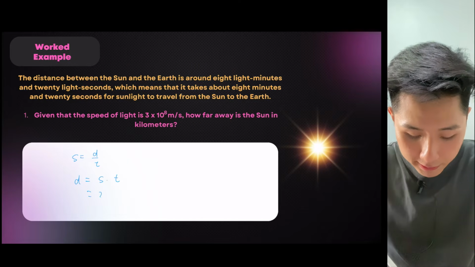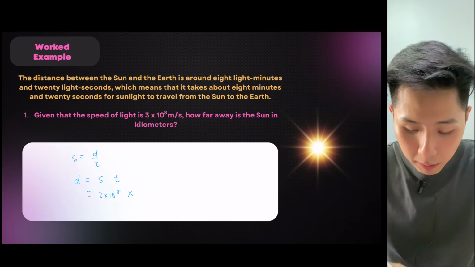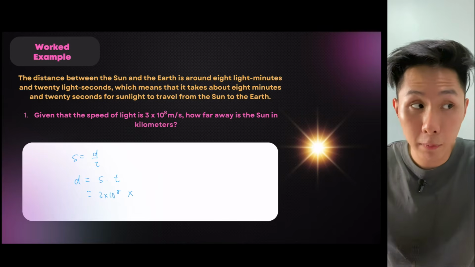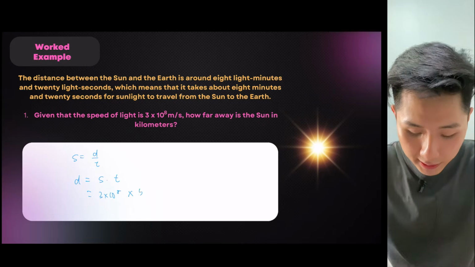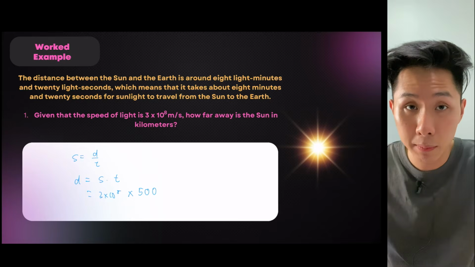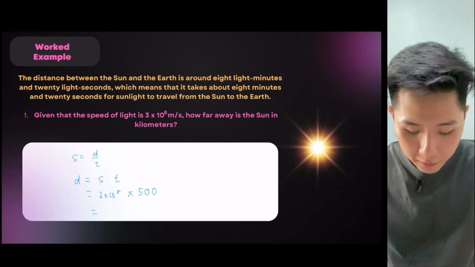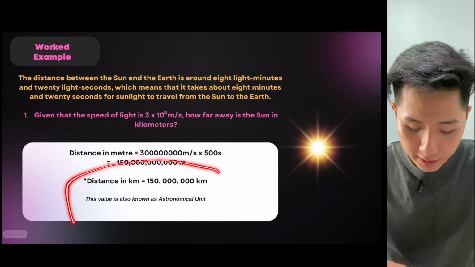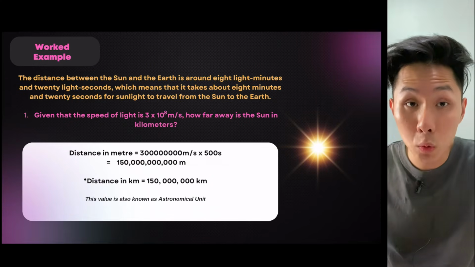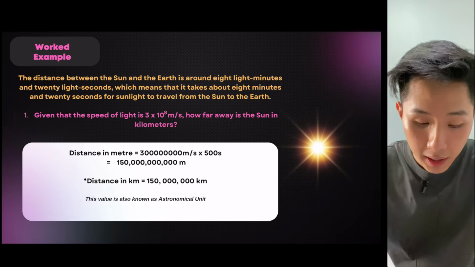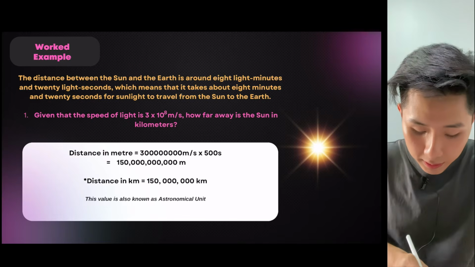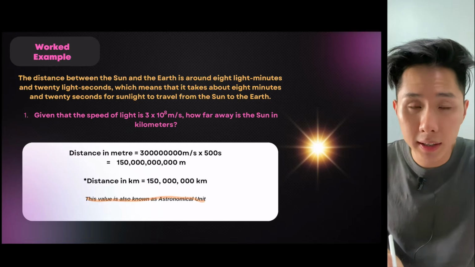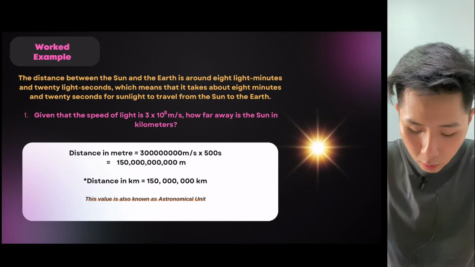We have 3 times 10 to the power of 8 multiplied by t, which is in seconds, 500 seconds, because that's how many seconds in 8 minutes and 20 seconds. And if you put that into the calculator, you should get this answer here, which is the distance between the Earth and also the Sun. Do note that there's one more term. The distance between the Earth and the Sun is called the astronomical unit.